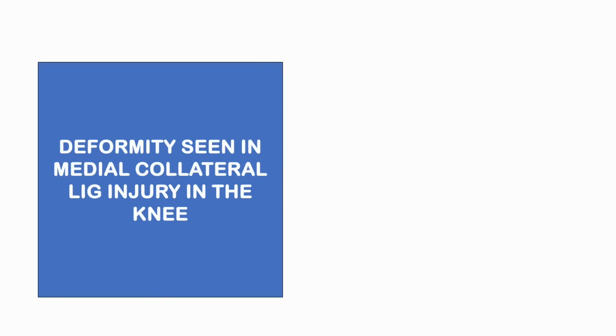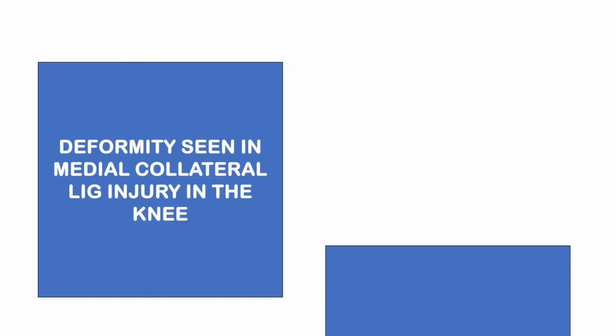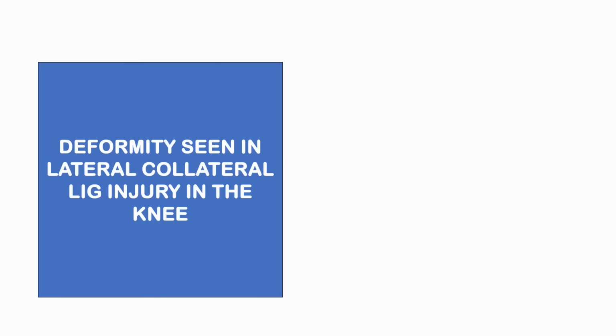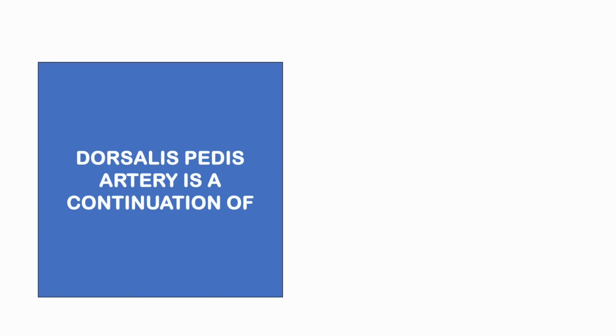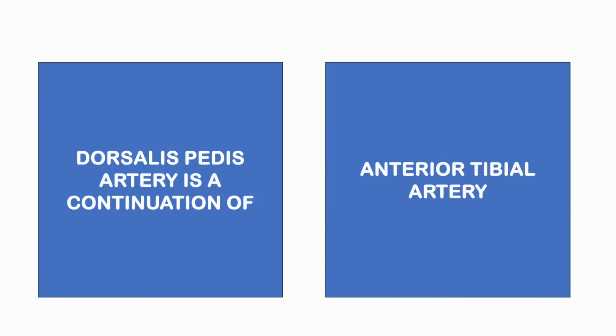Deformity seen in medial collateral ligament injury in the knee: if there is a medial collateral ligament tear, it will give rise to valgus deformity. Deformity seen in lateral collateral ligament injury in the knee is varus deformity. Dorsalis pedis, which you feel on the dorsum of the foot, is a continuation of anterior tibial artery.